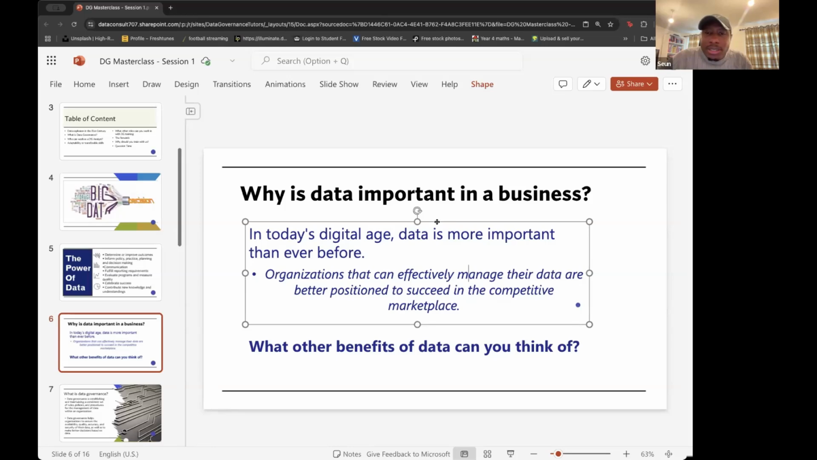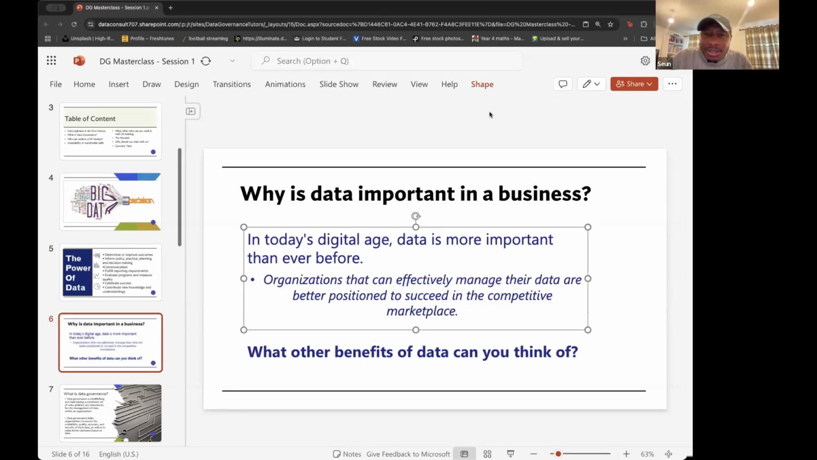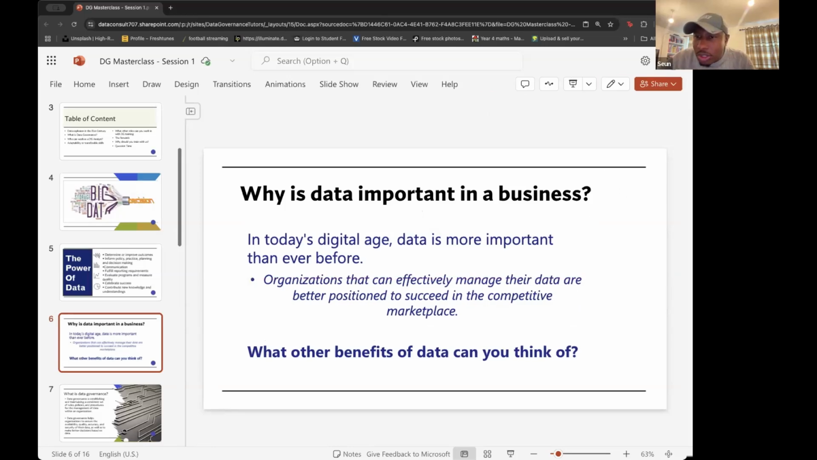Okay, while we are at it, let me ask, okay, Law Priscilla, do you mind if I put you on the spot for one minute and ask you what other benefits of data can you think of? Is there anything that you might like to throw into this?